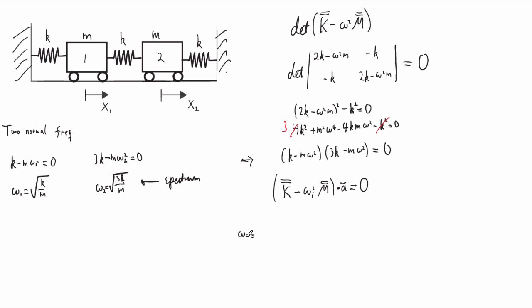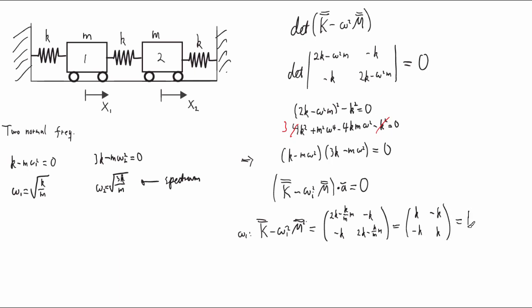So let's start with omega 1. We get K minus omega 1 squared times the matrix M, just by substituting this value for omega 1 into this equation. And that then becomes a matrix which is K minus K, minus K and K. So that's just K times the matrix 1, minus 1, minus 1, and 1. So that's what this looks like, and then we just have to multiply that by A.